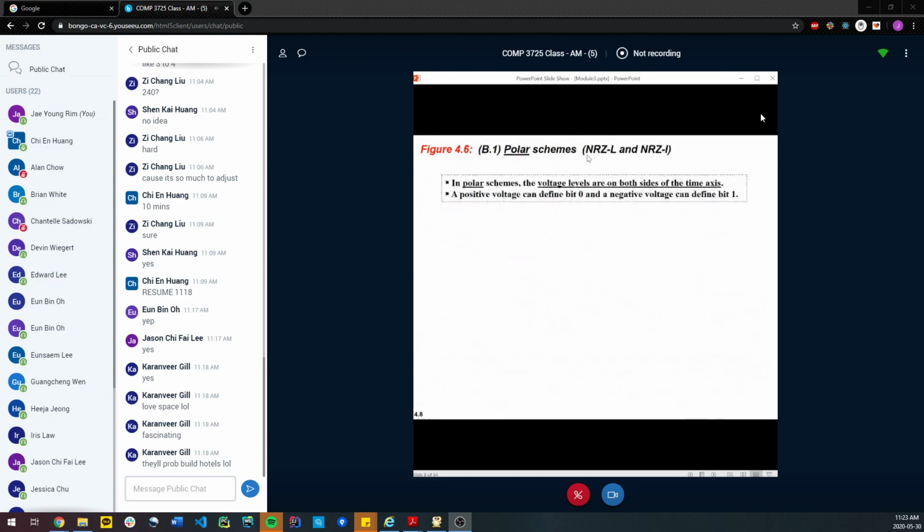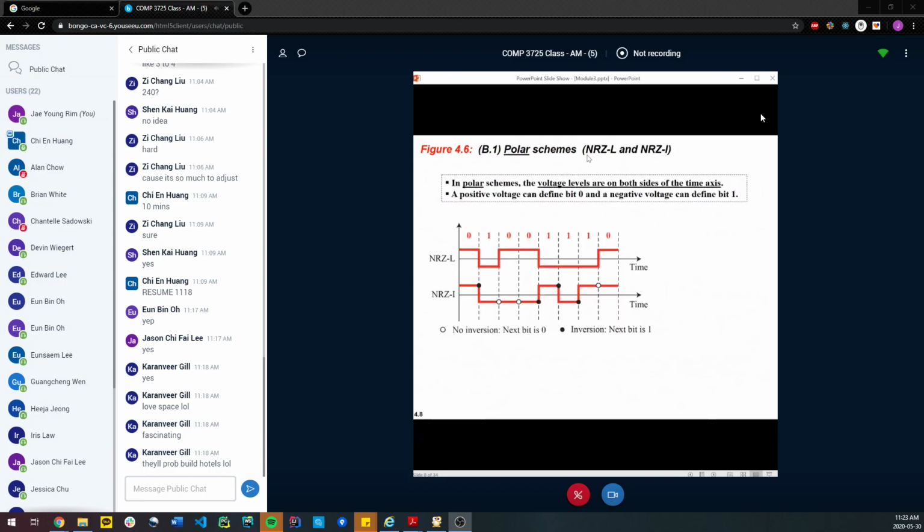So in polar schemes, we now have the idea of going from positive voltages to negative voltages. Be very clear: it's not bipolar, it's polar. Polar has 2 poles. Bipolar has 3 poles, so be very careful with the terminology. In this case, you're going to range from positive V to negative V.